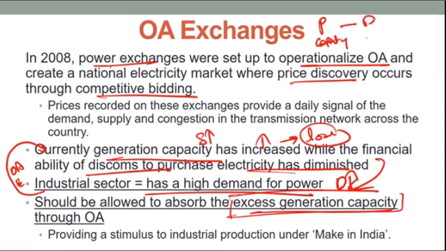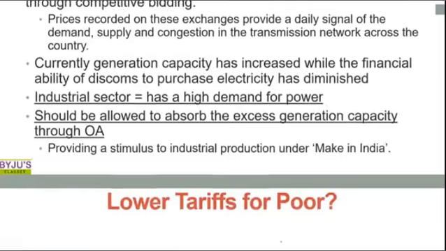Discoms are there, so not enough demand is coming. Because of that, capacity is not being fully utilized. So if we can divert it through exchanges to the industry, more of this capacity will be utilized and industry can directly purchase. And this will help Make in India also, because industrial production boosts.